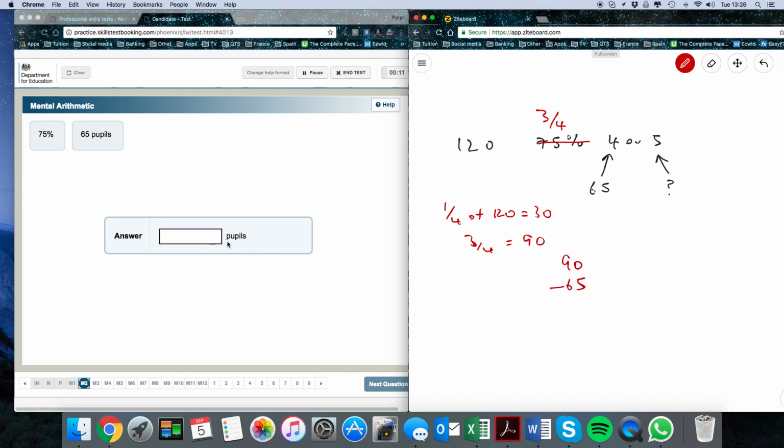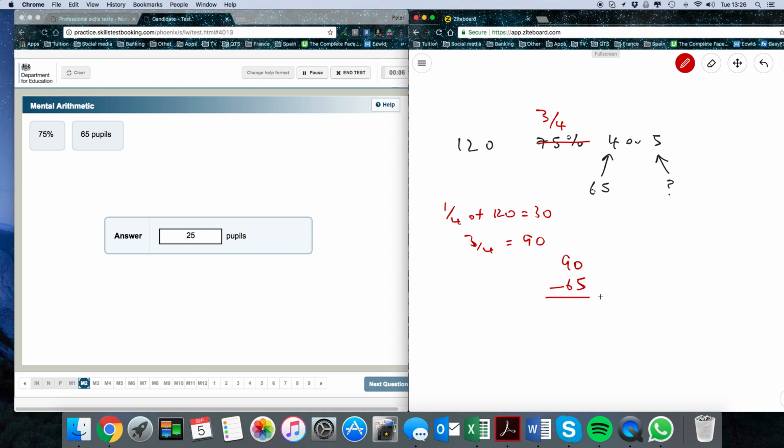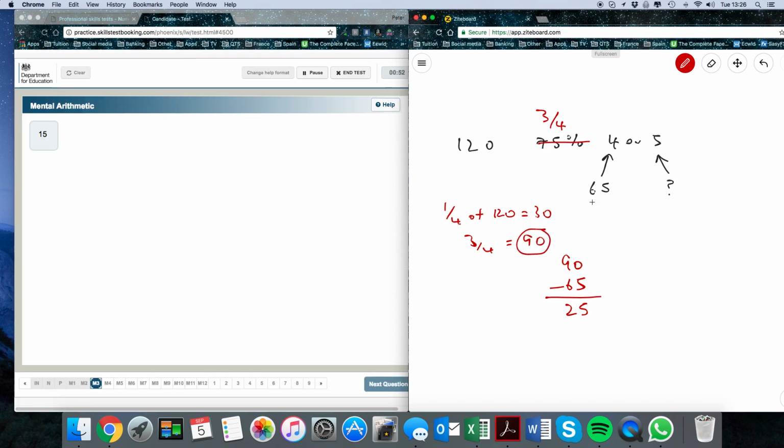I'm going to put the answer in. The answer is 25. Hopefully you can see really what I've done on the left hand side. Main thing, changed 75% to 3/4. 3/4 of 120 is 90. And then subtract.